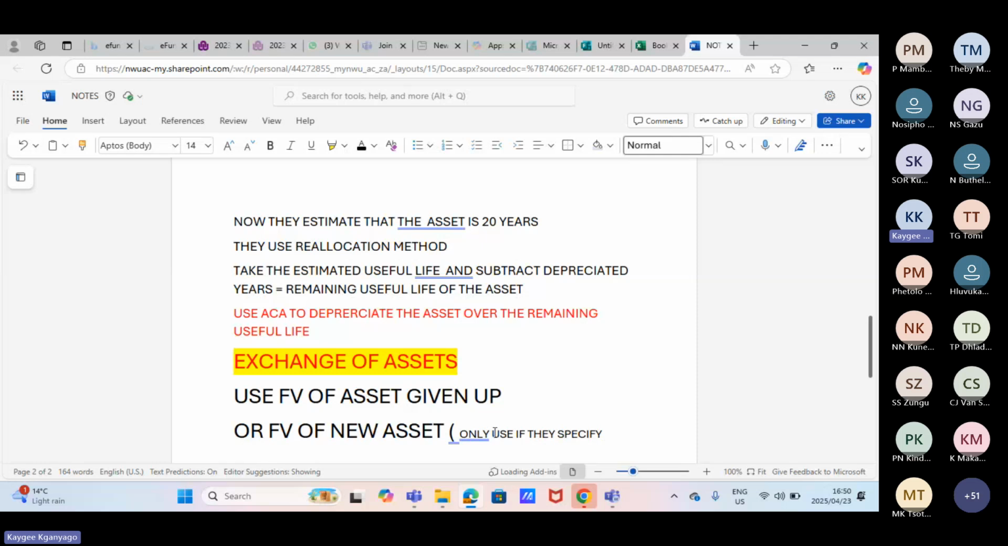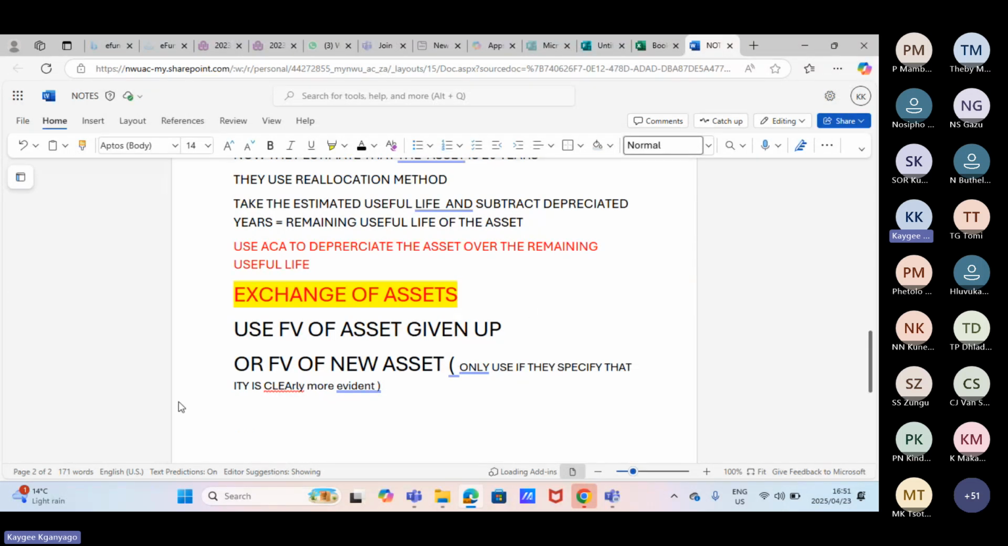There is also a condition where they can say you may also use the carrying amount of the asset given up. Am I wrong? If they specify that the fair value of the new asset is clearly more evident, that's the condition about the fair value of the new asset. Remember, they can give you the fair value of the asset given up and the fair value of the new asset, but keep quiet. They don't specify it is clearly more evident. The moment you don't see the words, the fair value of the asset received was clearly more evident, it means this option won't be exercised. It means you're phasing it out, ne?